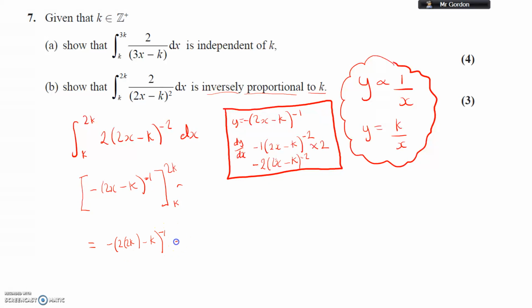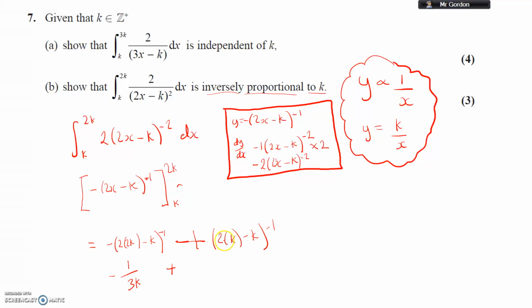Right, let's carry on. I'm going to put a bar. Let's put in minus. Again, minus. So that will become a plus in a minute. 2 lots of the second limit, which is just k this time, minus k to the minus 1. These two negatives are going to become a plus. So what do I actually end up with? I've got minus 4k minus k, so that's 3k to the minus 1, which is 1 over 3k.